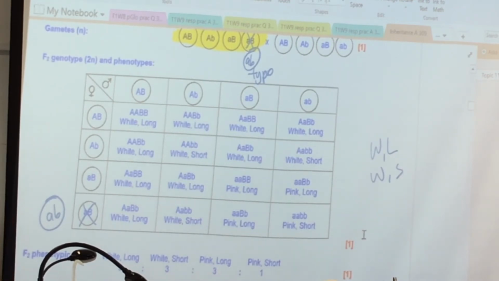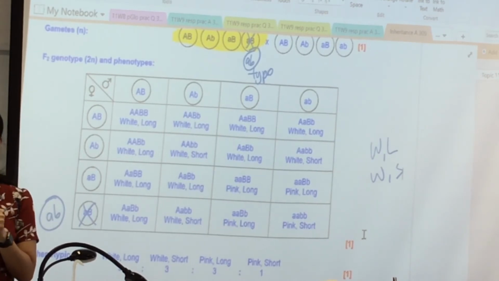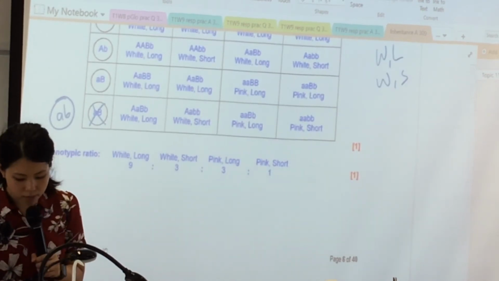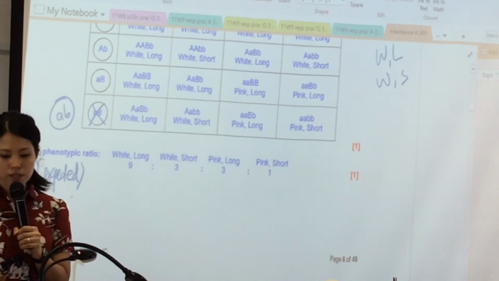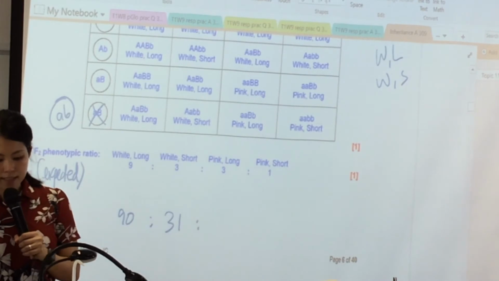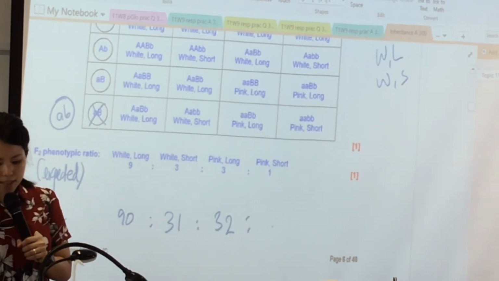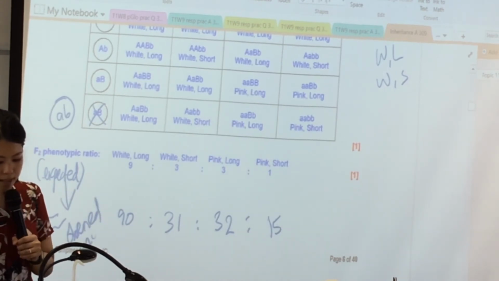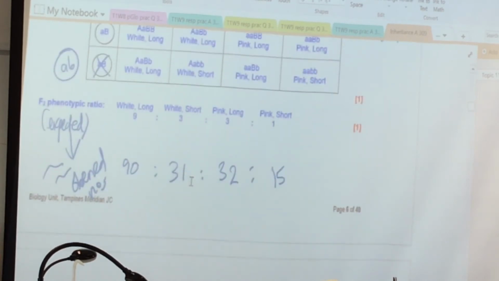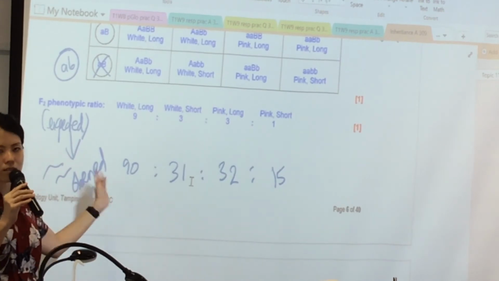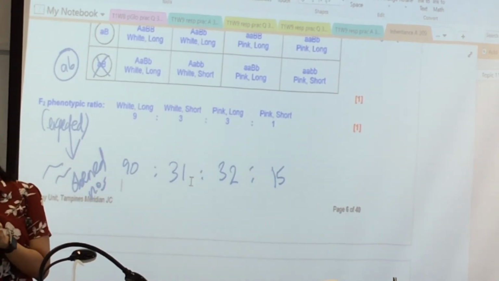Any question? Now the last thing is, if this question comes out and they give you the observed numbers, in this case, what you get at the bottom here is the expected ratio. Sometimes in the question they give you observed numbers, they tell you there's 90 plants, and then 31 plants, and then 32 plants, and then 15, something like that. You have to actually relate it to the observed numbers if they are present in the question. I repeat, if the question gives you observed numbers, you have to correlate your expected to the observed. But in this case, there are no numbers given in the question, so you do not need to correlate. Can?